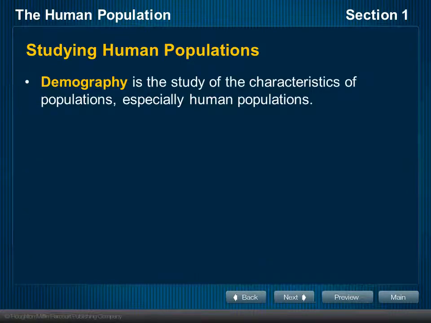Now, in terms of studying human populations, we call this demography or demographics. The book defines this as the study of characteristics of populations, especially human populations. I've never heard the idea of demographics applied to anything but human populations. We generally don't talk about demographics when we're talking about populations of organisms within different ecosystems.